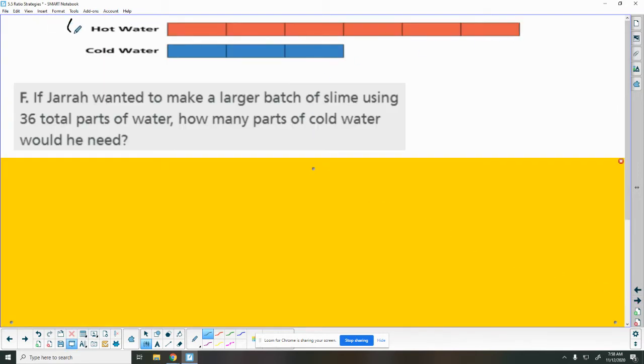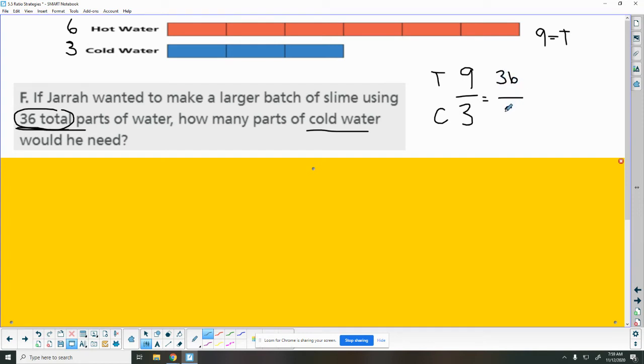So we know we have 6 hot, 3 cold, 9 total. So if Jera wanted to make a larger batch of slime using 36 total, it's really important that we're paying attention to what these numbers are asking for. So 9 is our total. So we know we're looking for a total. And how many parts of cold would they need? So I'm comparing total to cold. So my total is 9. My cold is 3. So that's what I know from the problem. Now I'm looking for 36 total. So I'm going to match up 36 here.